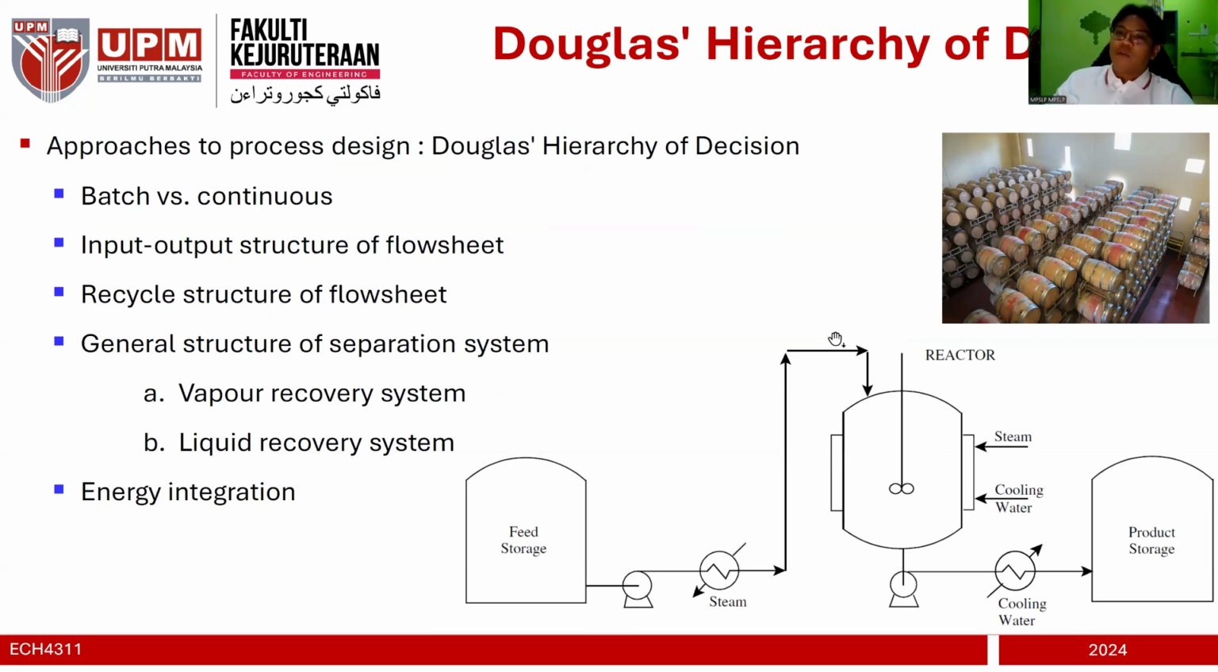So again, when you want to design a process, it's good for you to know which one is better. Is it a batch or continuous process? In most cases it's a continuous process, unless you're dealing with specialty chemicals or fine chemicals, where in most cases they are produced in batch. You also need to know the input-output structure of the function. So you have input and output, and then what is in between. The recycle structure: because you want to have maximum yield and maximize raw material usage, you need to do a recycle. After that you have a separation, where you deal with the vapor separation and liquid separation systems, and finally you do energy integration.